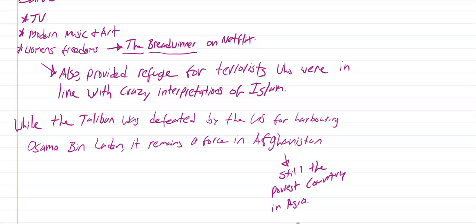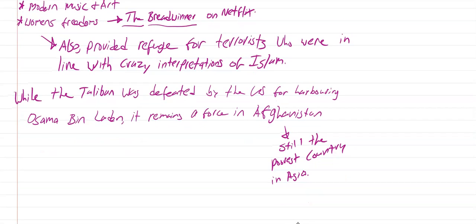Also, Afghanistan under the Taliban provided refuge for terrorists who were in line with crazy interpretations of Islam, such as Osama bin Laden. And while the Taliban was defeated by the United States back in the day, it does still remain a force in Afghanistan, which is still the poorest country in Asia.